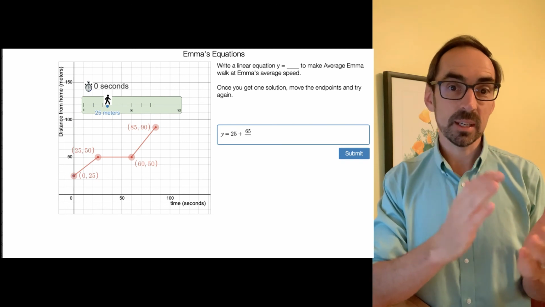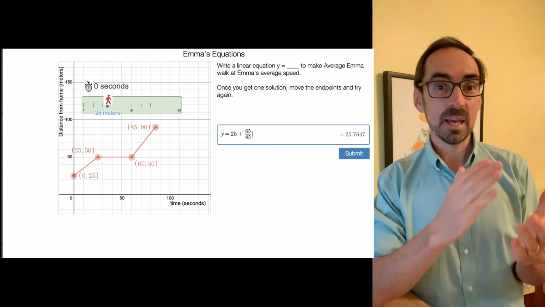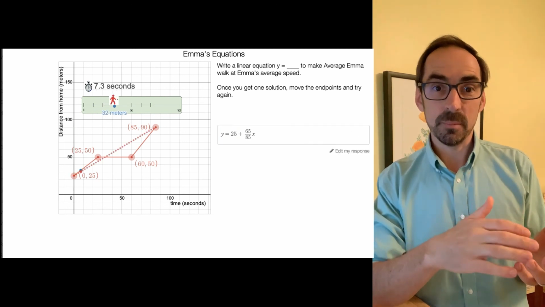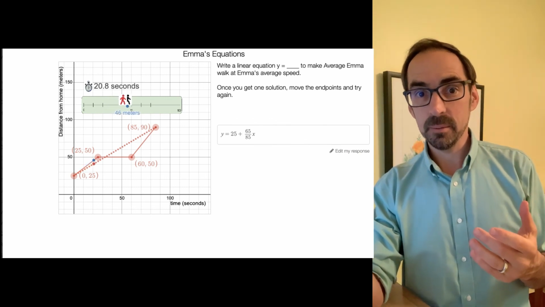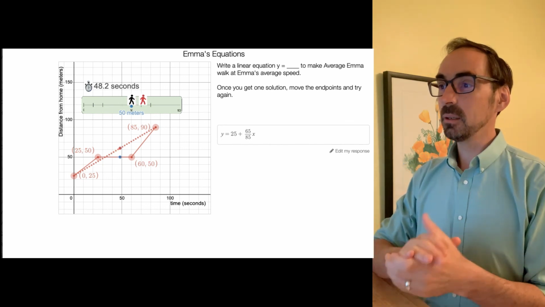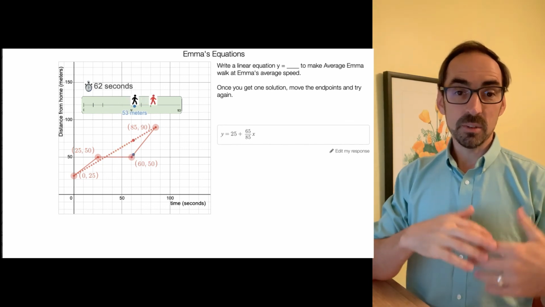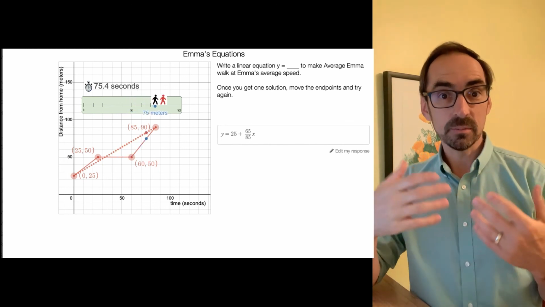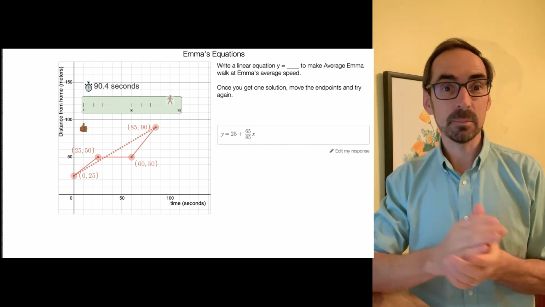If they're successful, they can type in that equation, and when they test it out, then average Emma will start in the same place as Emma, and at the same time, and finish in the same place and same time as Emma when they click submit. If the students try and are not successful, they can, of course, try new answers and keep trying.